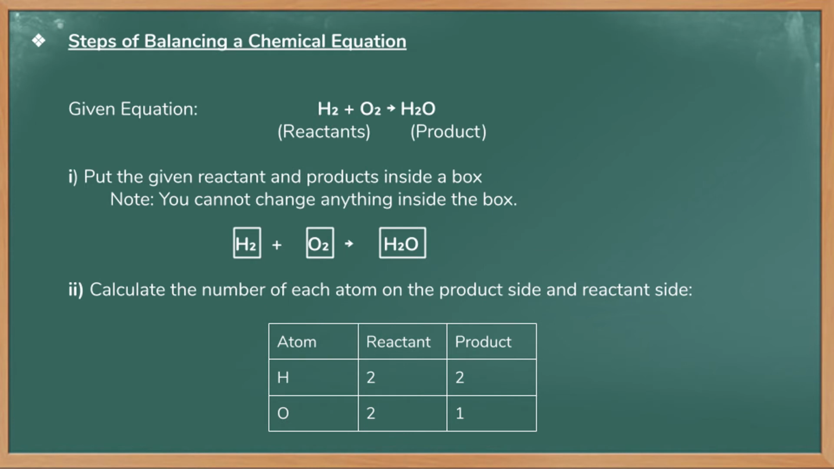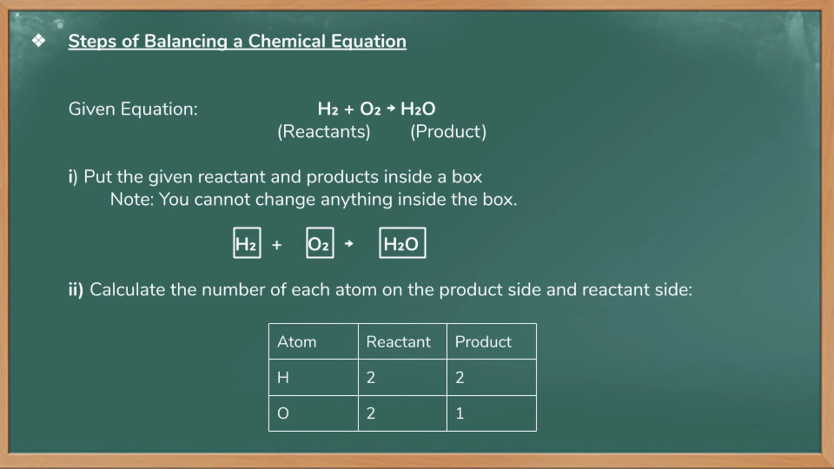Steps for balancing a chemical reaction. We are given the skeletal reaction: H2 plus O2 produces H2O. The first thing to do is to construct boxes around the given reactants and product. We cannot change anything inside the box. Then we calculate the number of atoms on both sides. We clearly see that the number of hydrogen atoms is balanced on both sides.